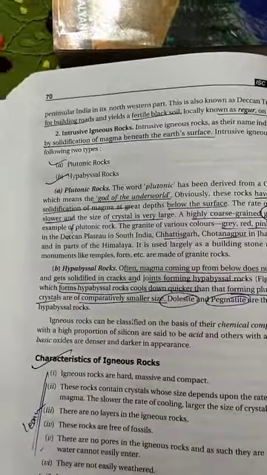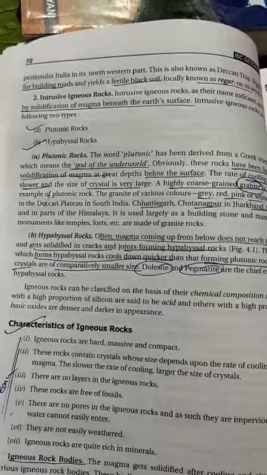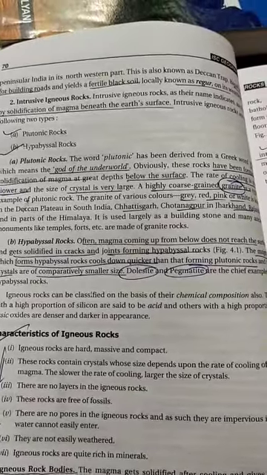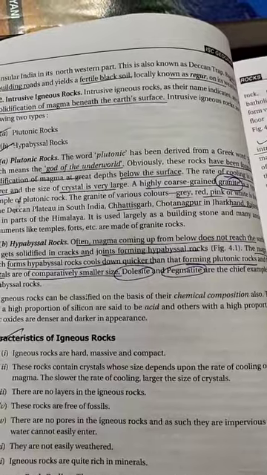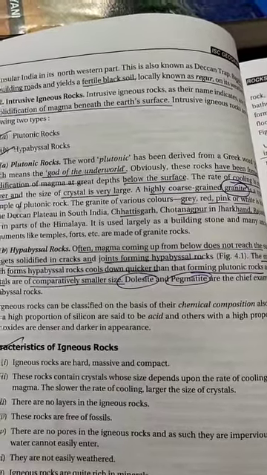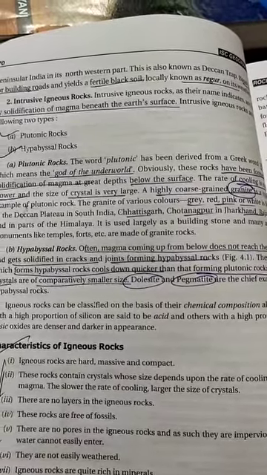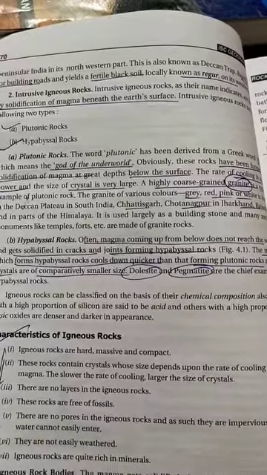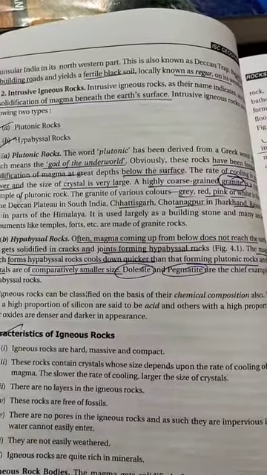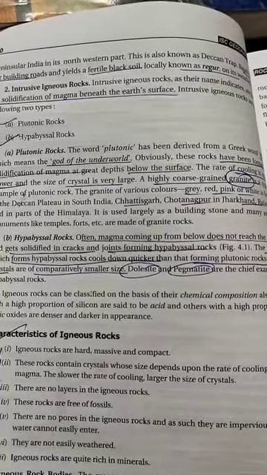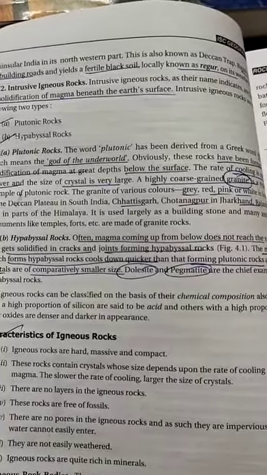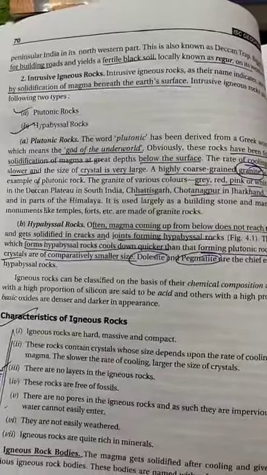Characteristics of igneous rocks. All the characteristics mentioned here, you have to learn. They are hard, massive and compact. They contain crystals whose size depends on the rate of cooling. There are no layers in igneous rocks. Rocks are free of fossils. There are no pores in igneous rocks, so they are impervious and water cannot easily enter. They are not easily weathered. Igneous rocks are quite rich in minerals.